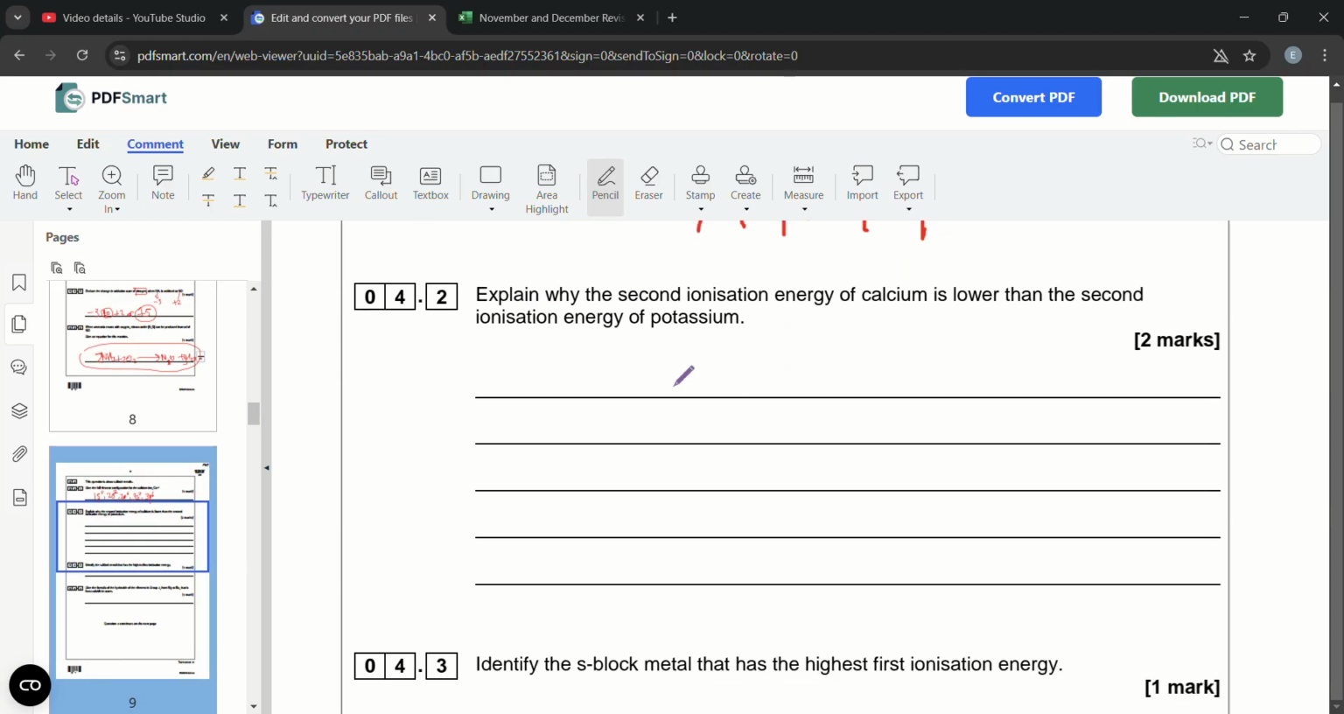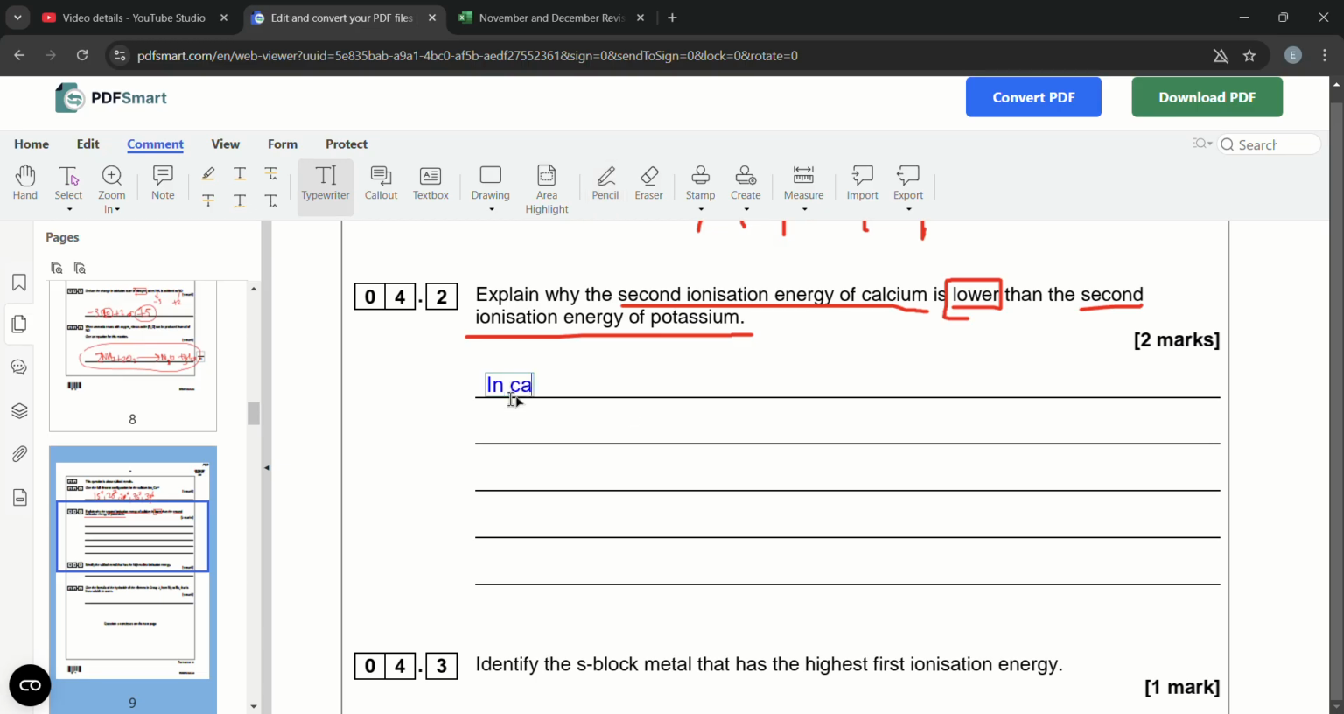Explain why the second ionization energy of calcium is lower than the second ionization energy of potassium. So, second ionization energy of calcium, lower than second ionization energy of potassium.